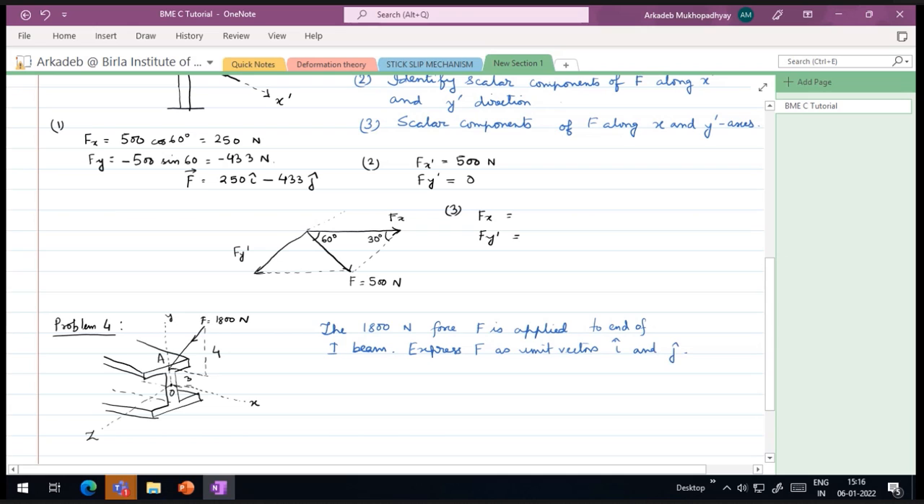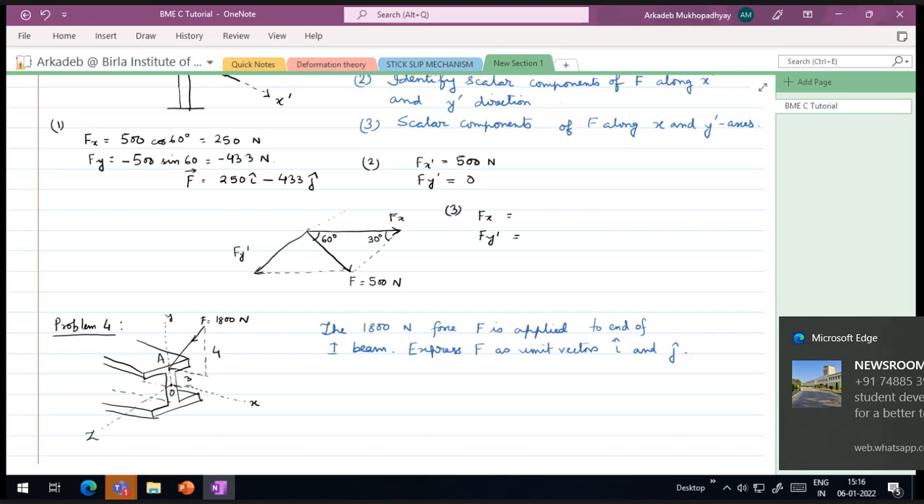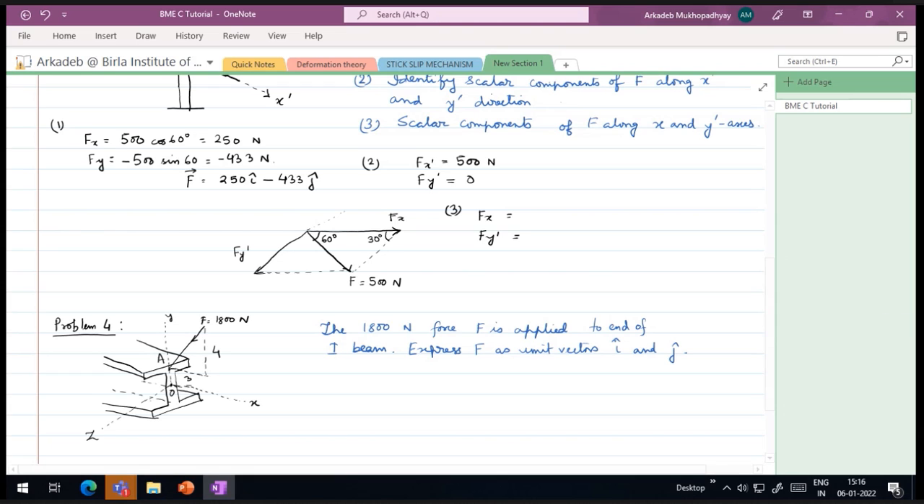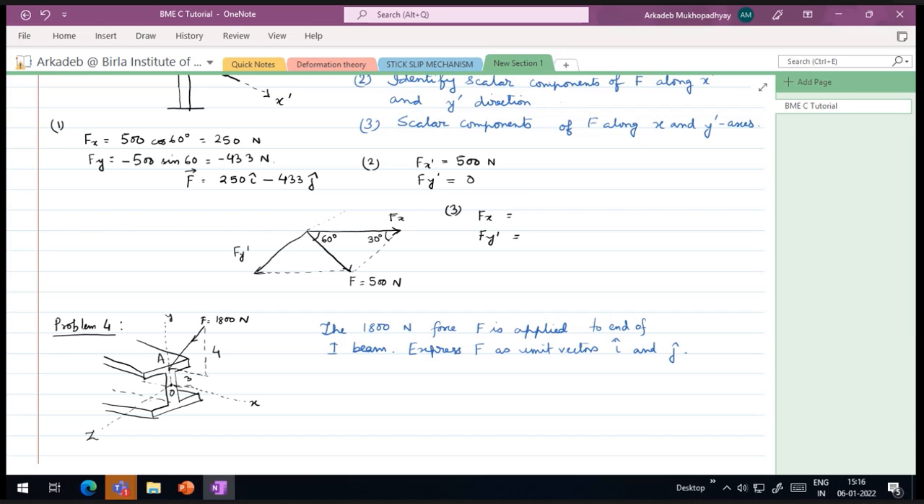So I need to find that out. So how will I do this? I need to express F in terms of unit vectors i and j. How will I do it? So I need to find out Fx and Fy first. How will I do it?